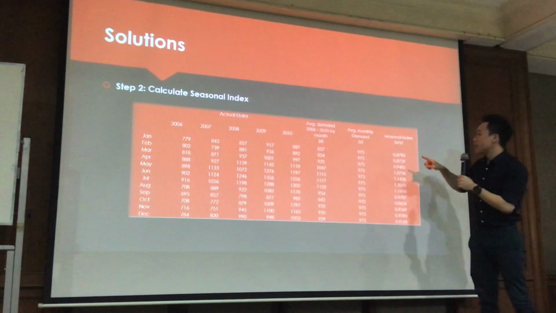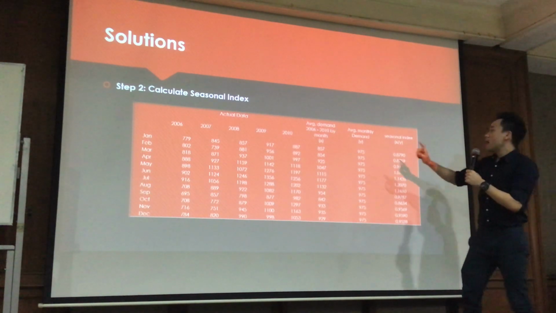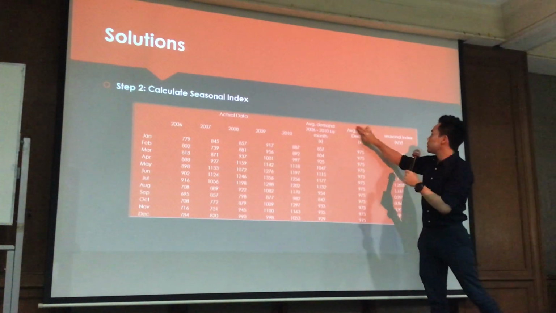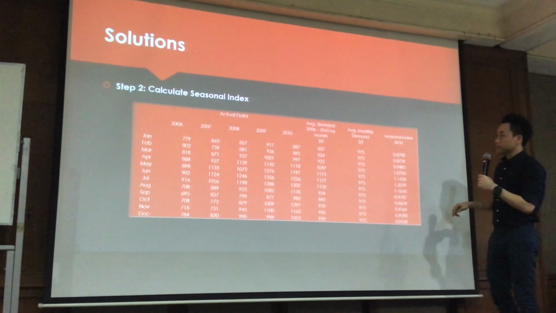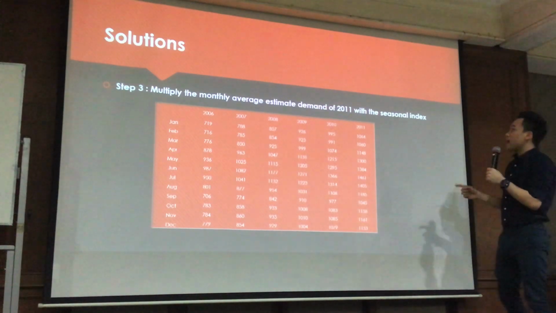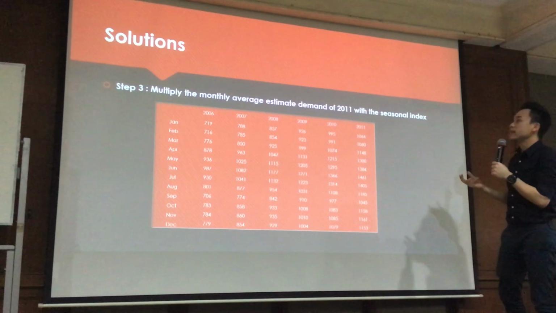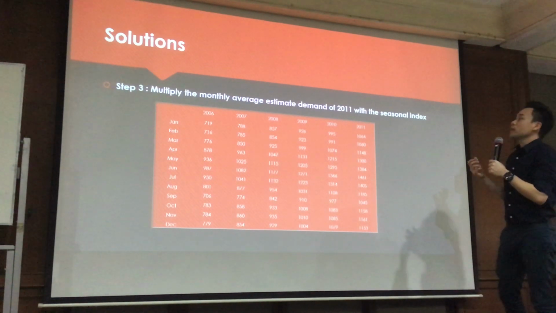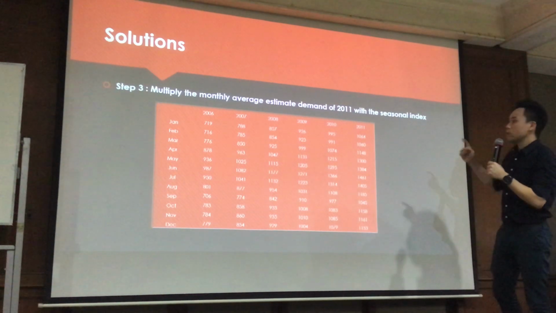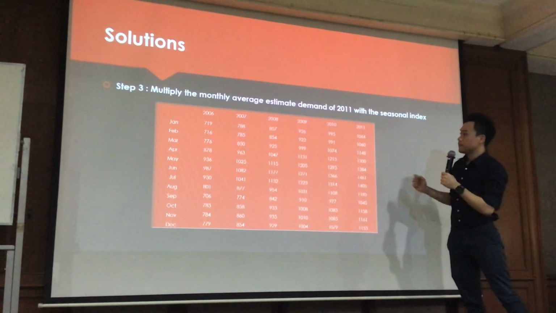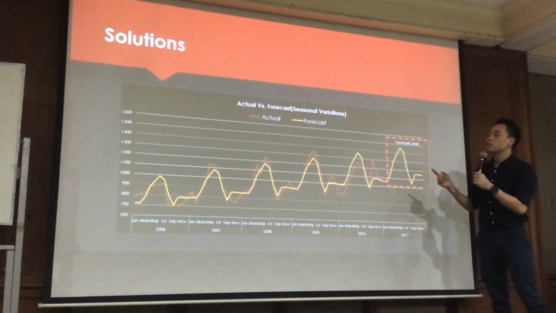With this, we divide this row by this row, and then we're gonna get the seasonal index for the whole year. After we get the seasonal index, we multiply the seasonal index with the average estimate demand of 2011. So the result is shown here. And then we plot it on the graph.